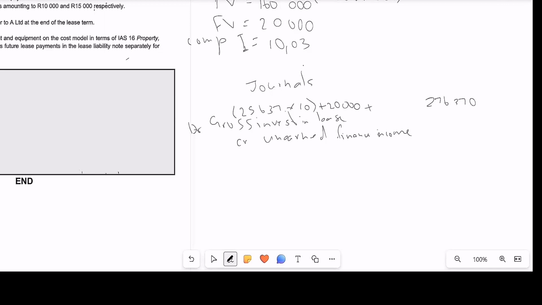Oh, I forgot to also add the initial direct costs. So it's going to be 286. So that's going to give us 286,370. Then here the unearned finance income is going to be the amount 1 to 10. And that's going to give us 111,370.